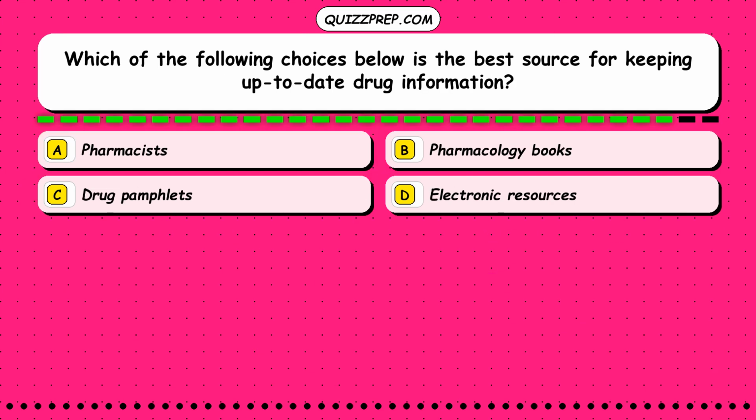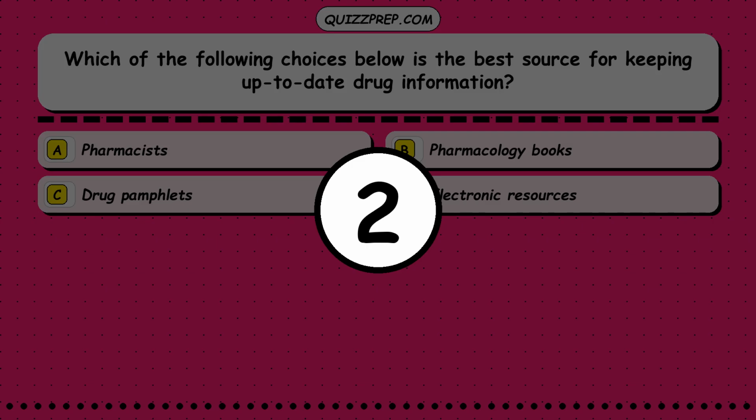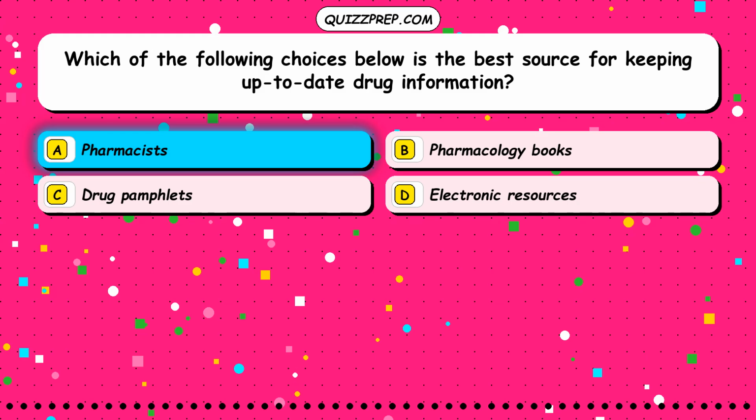Question 71. Which of the following choices below is the best source for keeping up-to-date drug information? Option A, pharmacists. Option B, pharmacology books. Option C, drug pamphlets. Option D, electronic resources. The correct answer is option A, pharmacists.